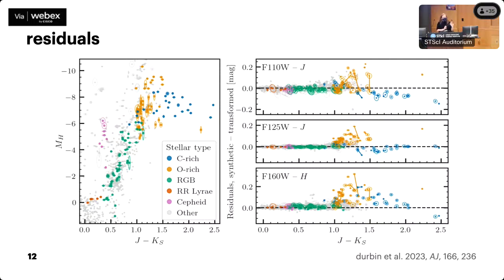And not only do the AGB stars scatter way off of the nominal transformations, but they don't even really do so in a consistent manner. And you could make the case for a linear relationship for the carbon stars in F110 minus J, but then the others, really, everything kind of goes out the window.